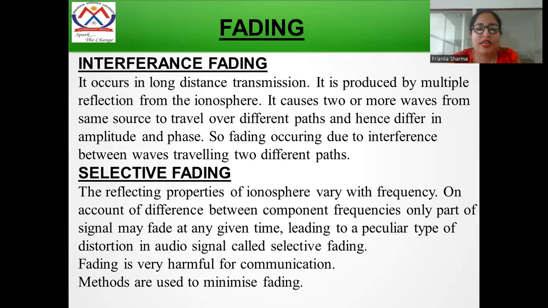Second is selective fading. The reflecting properties of the ionosphere vary with frequency. On account of difference between component frequencies, only part of the signal may fade at any given time, leading to a peculiar type of distortion in audio signals, which is called selective fading. Fading is very harmful for radio communication, so different methods have been devised to minimize fading.